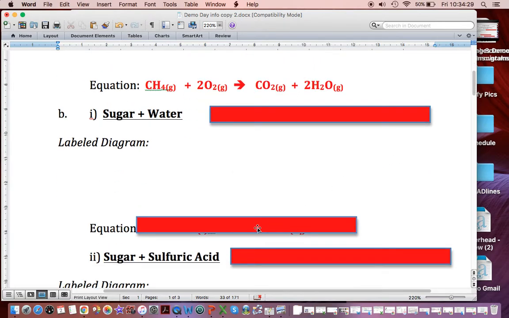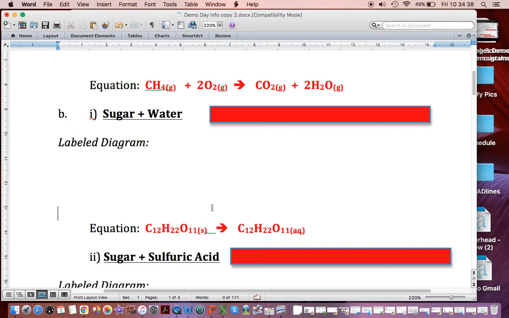Next one we have is sugar plus water. So this is the kind of sugar you buy at a store. There are all kinds of different types of sugars, but this one was sucrose. And sucrose is C12H22O11 and then a little s for solid in brackets. Make sure you're writing the symbols, the letters up high or capital, and the subscripts get written down lower to the right.